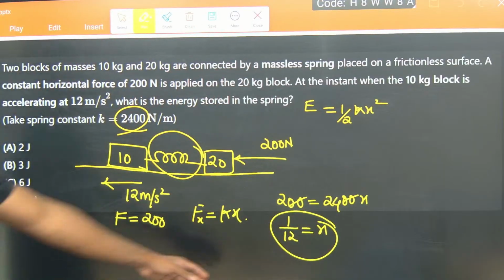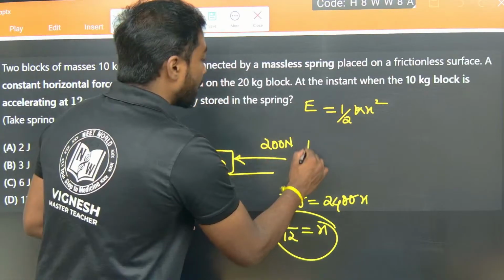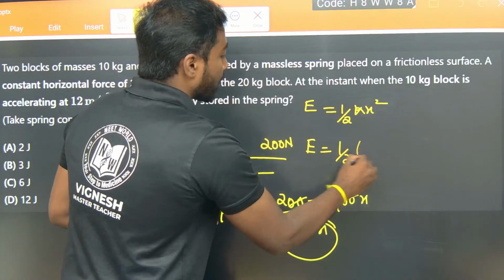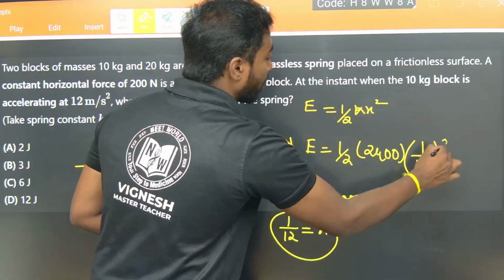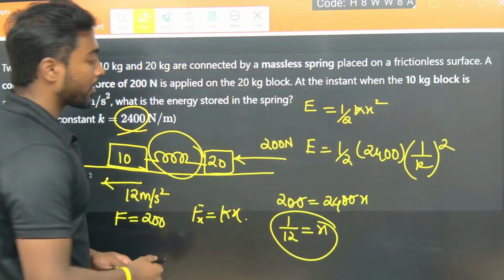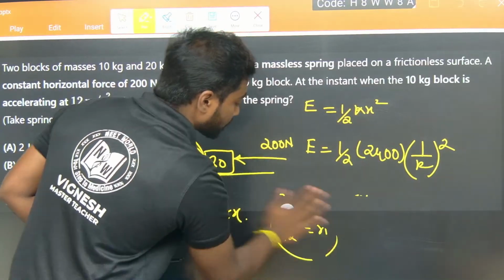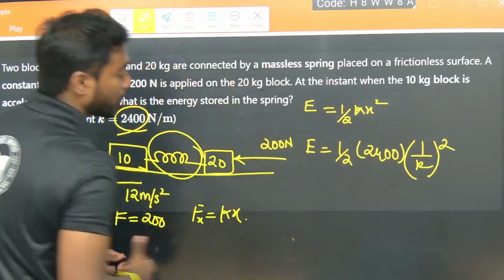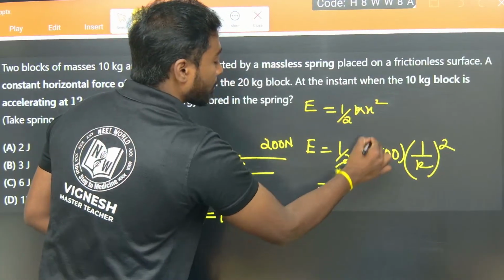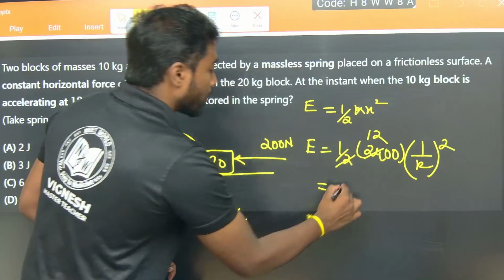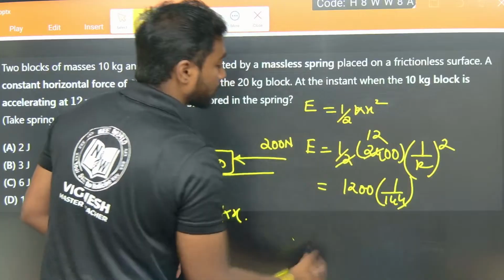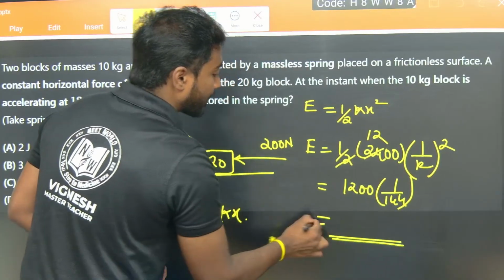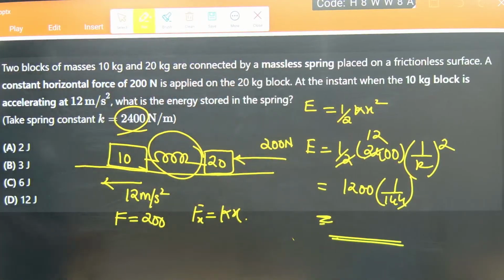Now take the value of x and substitute here. I will get the answer. E is equal to half, 2400 into 1 by 12 the whole square. So it is 1200 into 1 by 144. If I calculate this, I will get the answer for the equation, right?